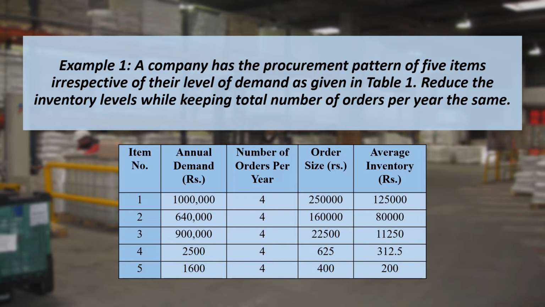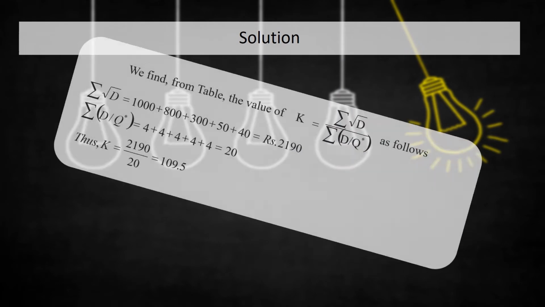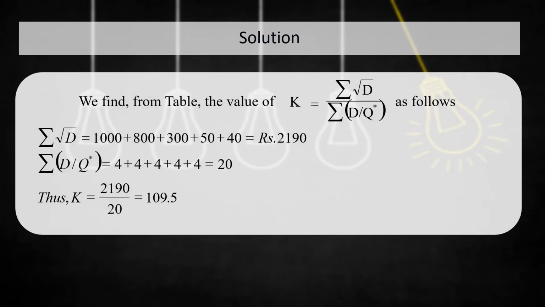So the average inventory, also the cost, is varying. Now how to proceed with this? Using the formula which we have derived, K is equal to summation of square root of D upon summation of D upon Q star.